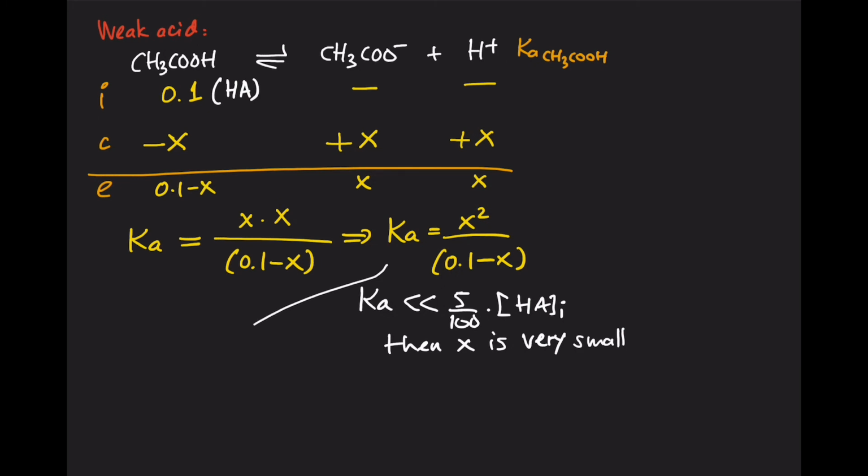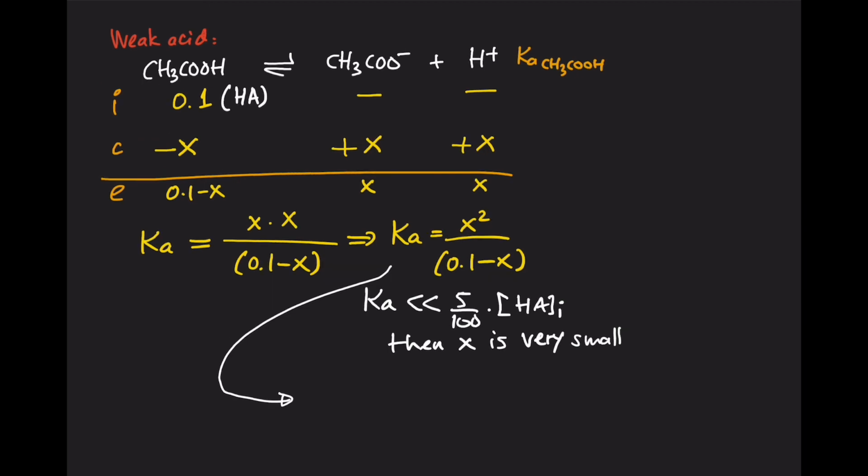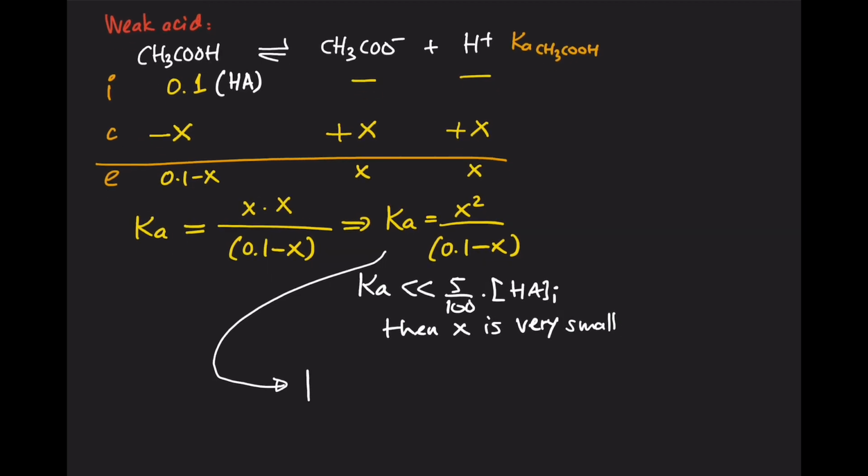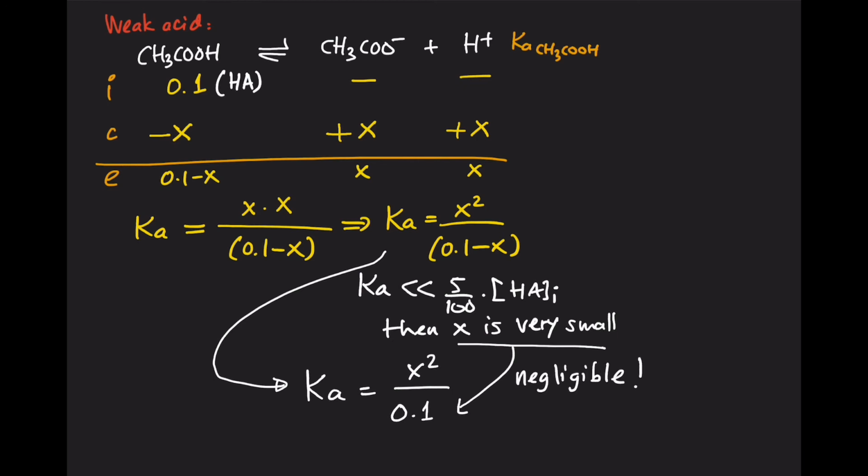And then we can form a new equation. Ka will be equal to X squared divided by 0.1. We do not need X anymore because X is so small that it becomes negligible. Only if the Ka is way smaller than the initial concentration of the acid, and in this case, let us use this 5% comparison.